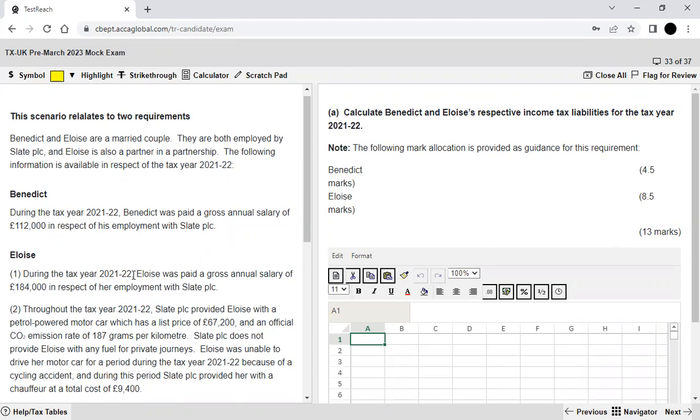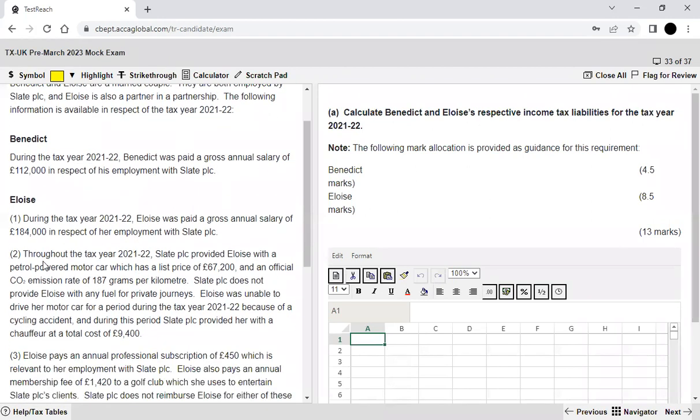Eloise, during the tax year 21-22, was paid a gross annual salary of 184,000 in respect of her employment with Slate PLC. Throughout the tax year 21-22, Slate PLC provided Eloise with a petrol-powered motor car, which has a list price of 67,200 and an official CO2 emission rate of 187 grams per kilometer. Slate PLC does not provide Eloise with any fuel for private journeys.